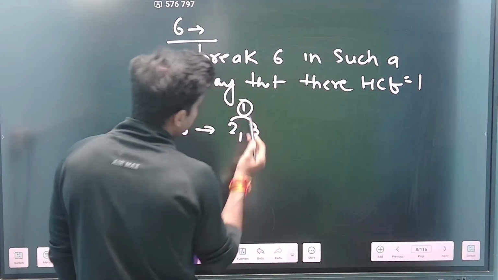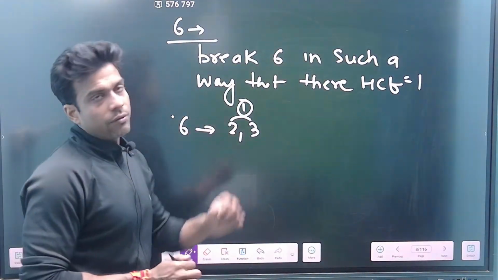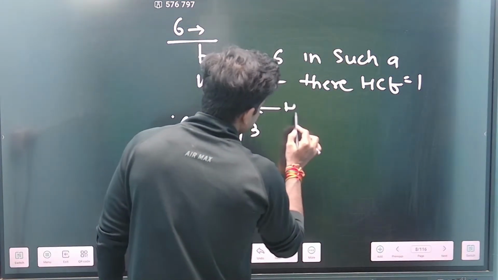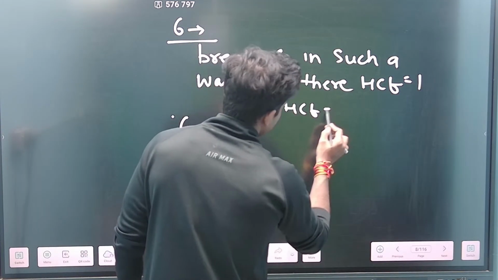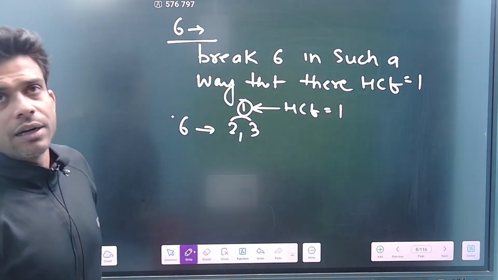So you need to break down the number in such a way that the HCF should be 1, correct? That's why I have taken the number like this, and you can find out that the HCF of 2 and 3 is also 1, correct? Now let's take an example and try to understand.